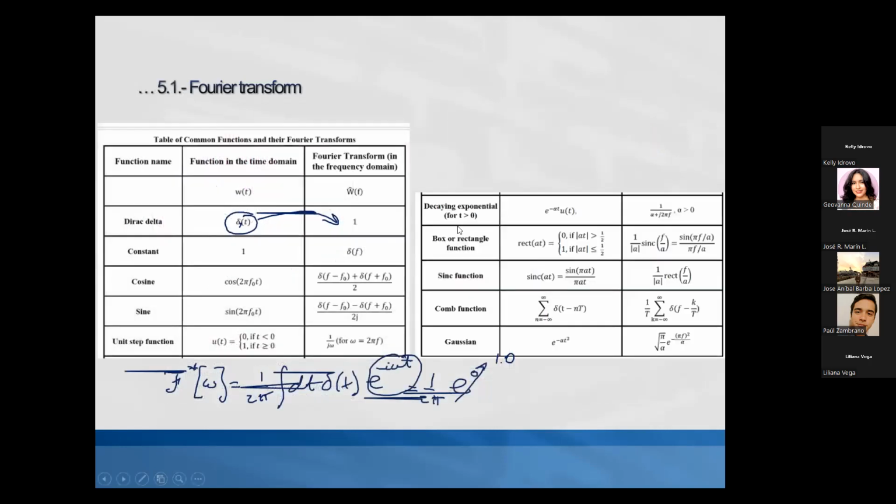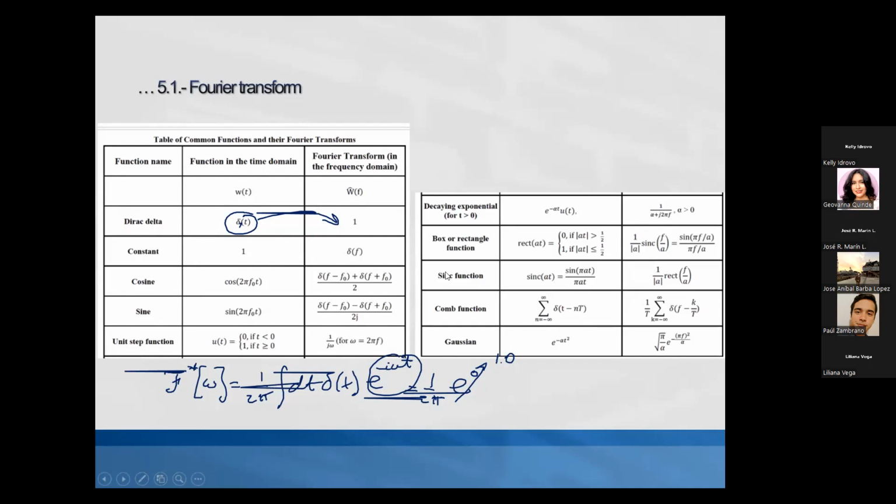This table is just to show you typical results of applying the Fourier transform to some common functions, right? For example, if you take the Fourier transform of the Dirac delta function, the result is 1. Now, here, I should obtain 1 divided by 2 pi. And why is there not a 2 pi here?